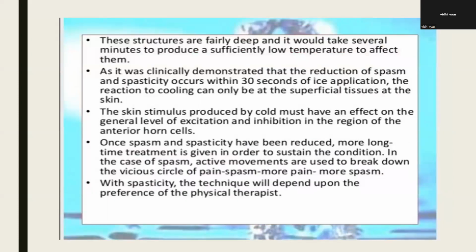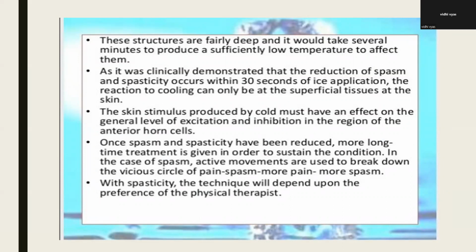These structures are fairly deep and it would take several minutes to produce a sufficiently low temperature to affect them, as it was clinically demonstrated that the reduction of spasm and spasticity occurs within 30 seconds of ice application. The reaction to cooling can only be at the superficial tissue at the skin. The skin stimulus produced by cold must have an effect on the general level of excitation and inhibition in the region of the anterior horn cells.